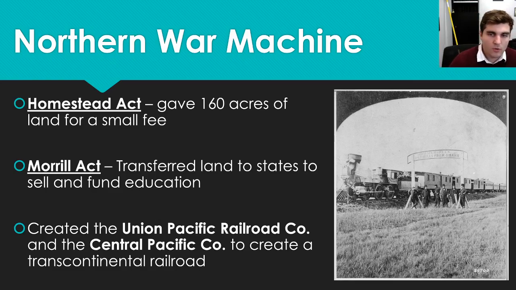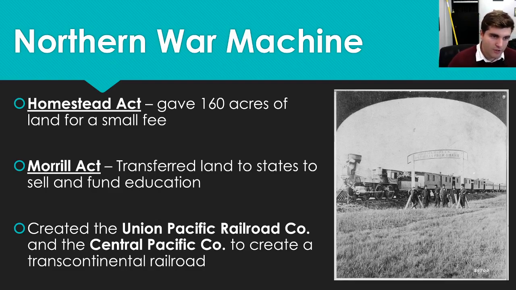It also, following the Morrill Act, transferred land to states to sell in order to fund education. So you have this education system now that is being built in the North. And this helped establish these major land grant institutions, such as Texas A&M, Michigan State, Oklahoma State University, things like that. So these state universities.